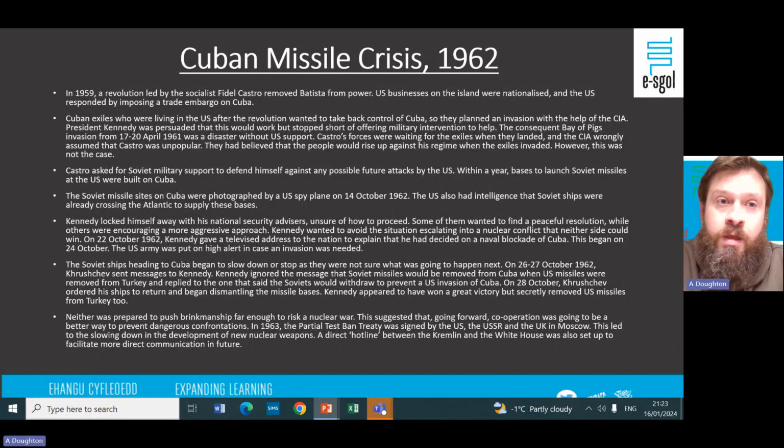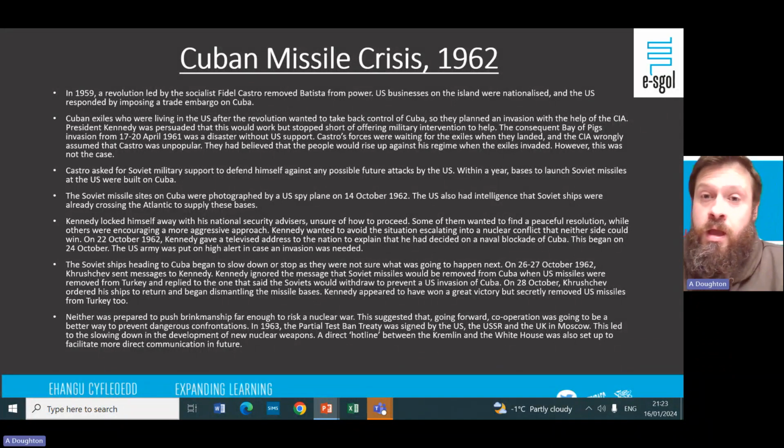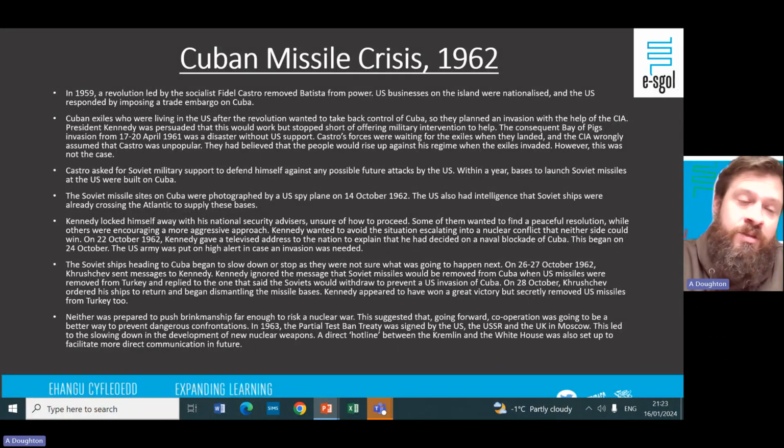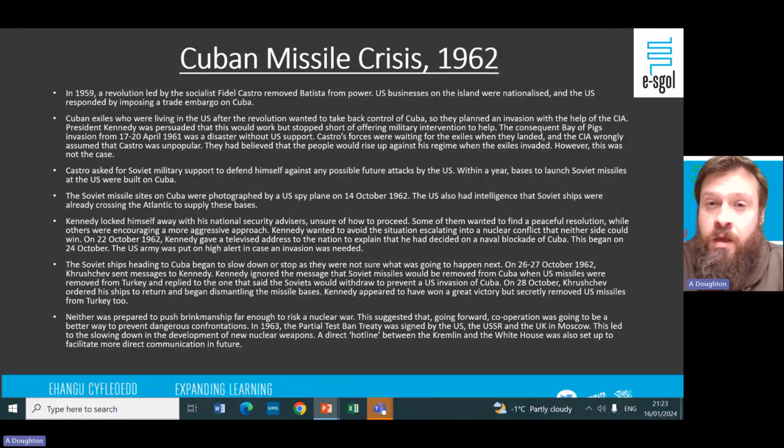So Fidel Castro takes over Cuba. Now that is a concern to America. So they helped exiles who'd left Cuba try to overthrow Castro in the Bay of Pigs invasion. Now this is a massive failure. This is JFK's first real involvement in terms of the Cold War, and this is a failure for him. Now, they felt that Castro was going to be very unpopular. This wasn't the case. He was very popular, and there was no support for this invasion.